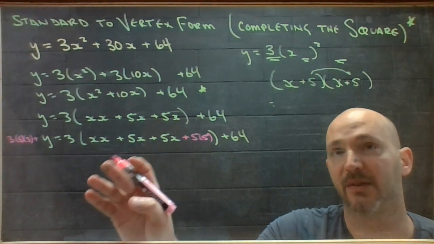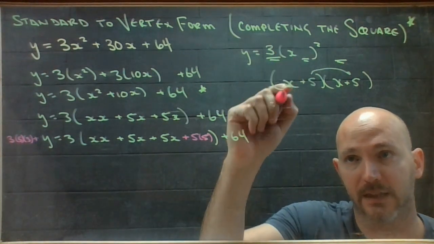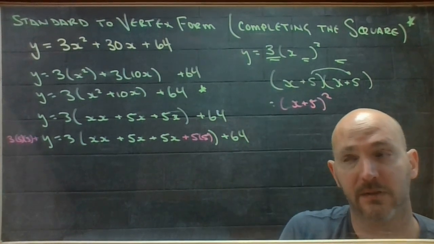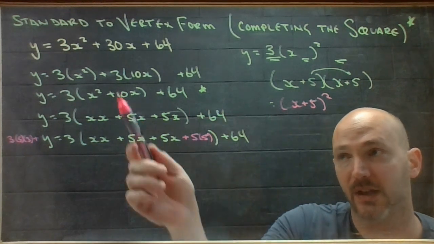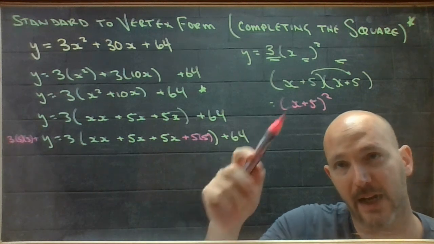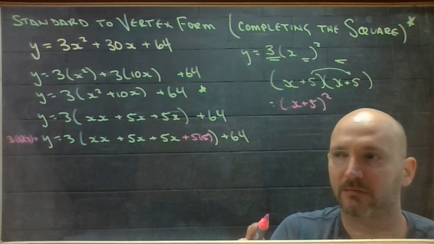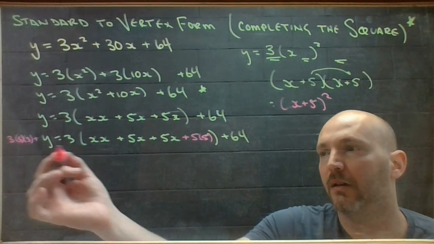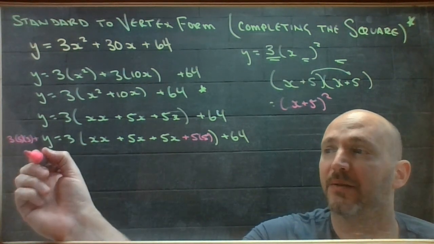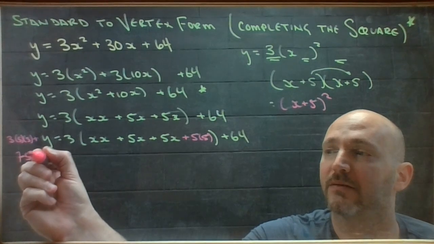Complete this perfect square, because I'm going to be able to write this as x plus 5 multiplied by itself. And you notice there was no bracket squared here. There's about to be now. I had to build this. 5 times 5 is 25. 25 multiplied by 3 is 75.